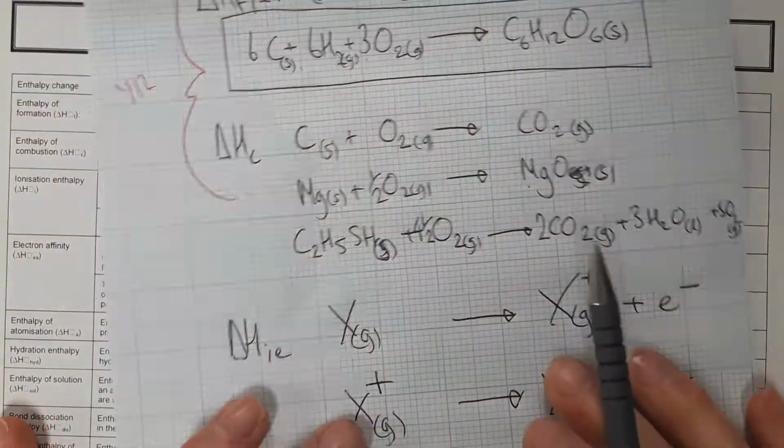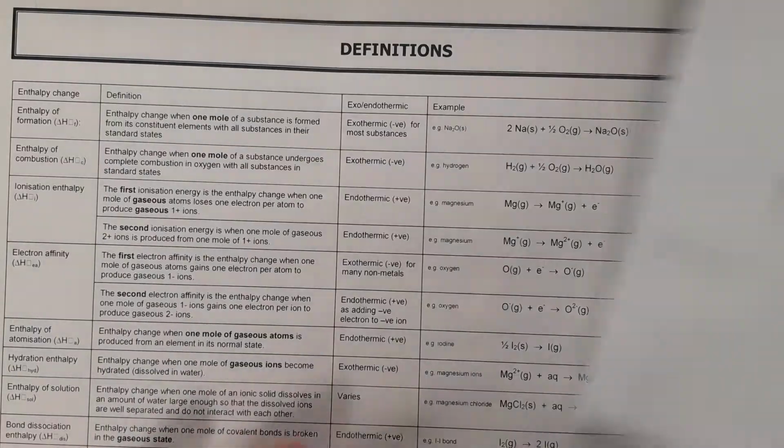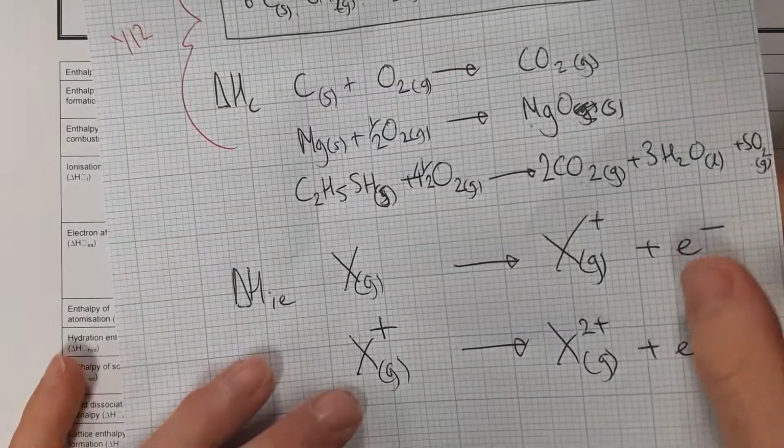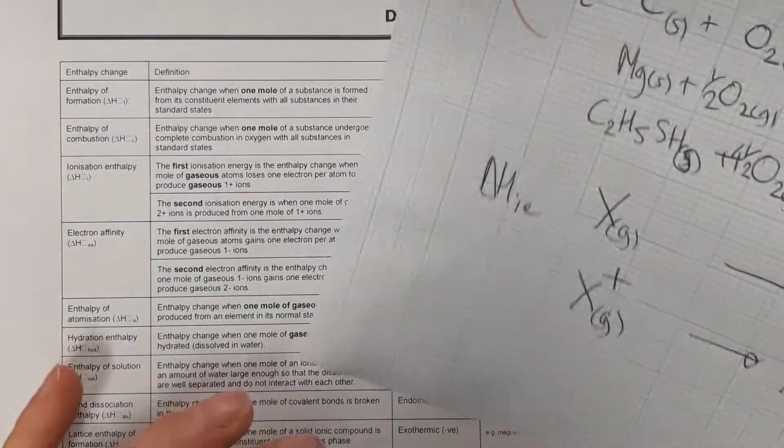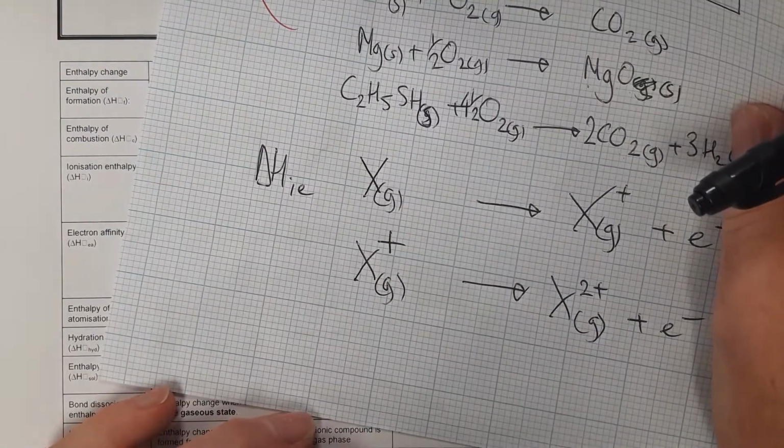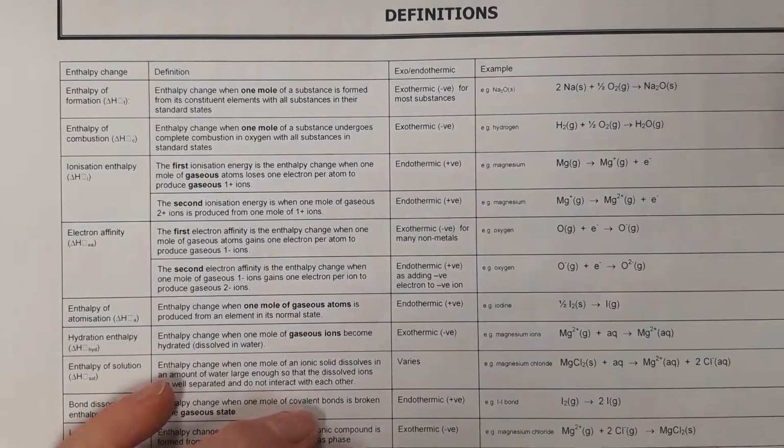So here are some definitions that you know from year 12. There's another one that you know from year 12, which is bond enthalpy, which is the enthalpy change when 1 mole of covalent bonds is broken in the gaseous state.